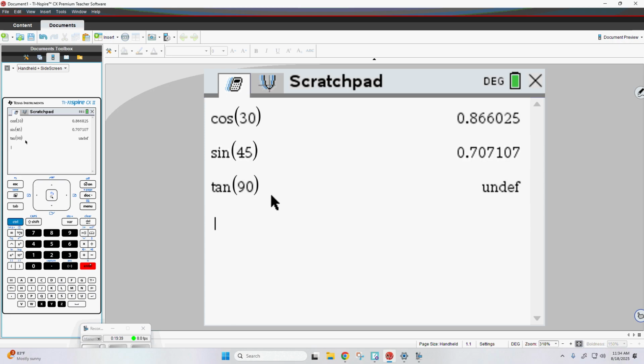In a couple of weeks, when I start showing you how to graph all 6 of these trig functions, you're going to find that it's not defined, so we have an asymptote there. Just like when you were dealing with exponentials or logarithms or rational functions, you had those asymptotes. Well, trig functions are no different.